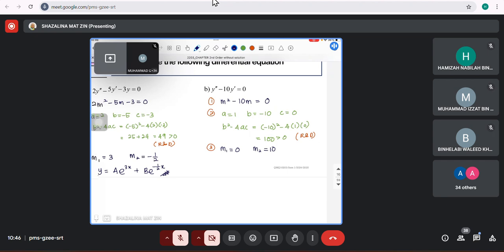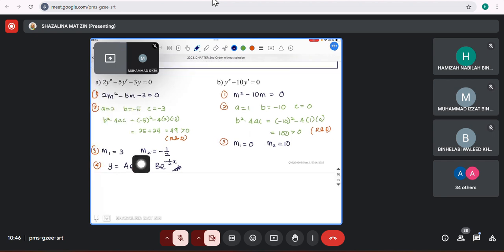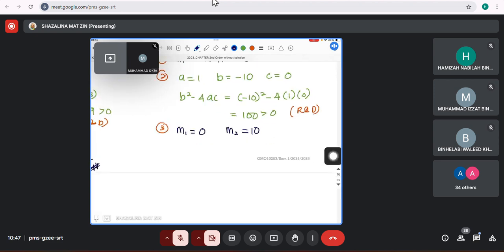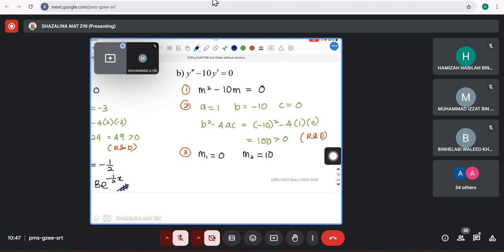Okay, before we proceed, since for the real and distinct root, some of you will write down as M1 equals to negative 1/2, M2 equals to 3. It's also correct. Okay, boleh tukar, tak kisah. Also with M1 equals to 10, M2 equals to 0 pun sama sahaja. Tak ada masalah untuk tukar-tukar tempat dia.